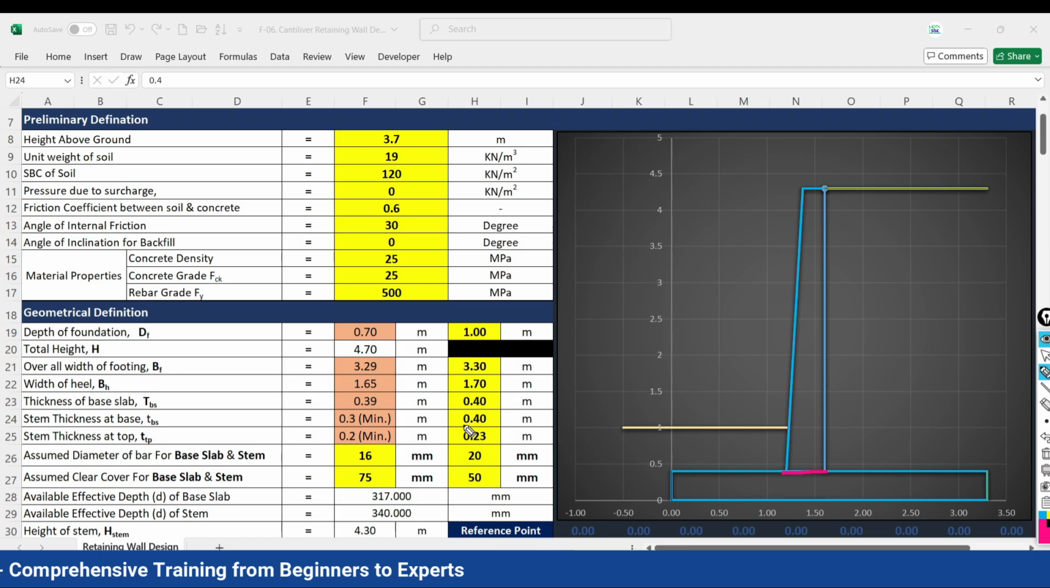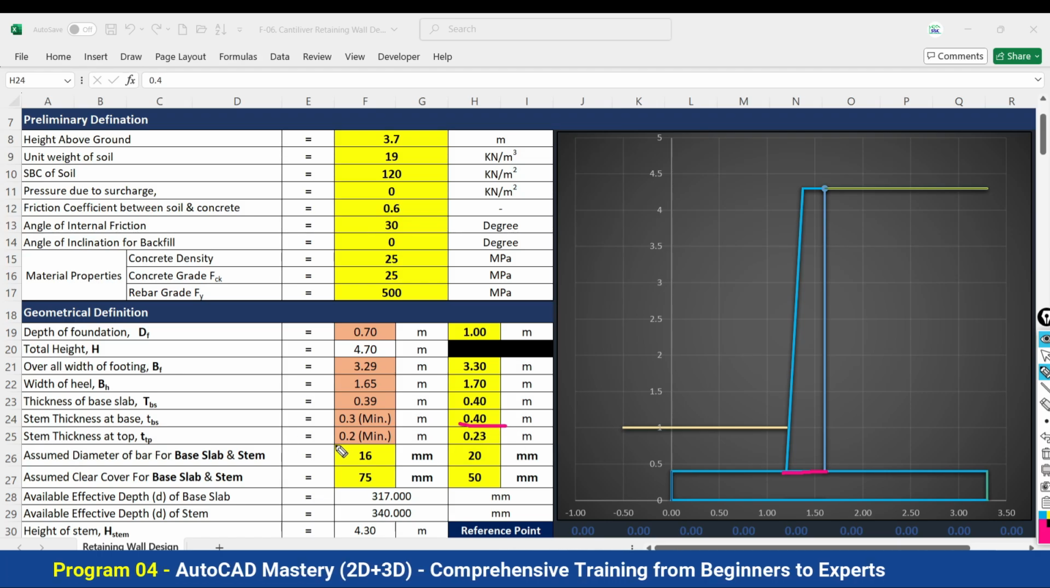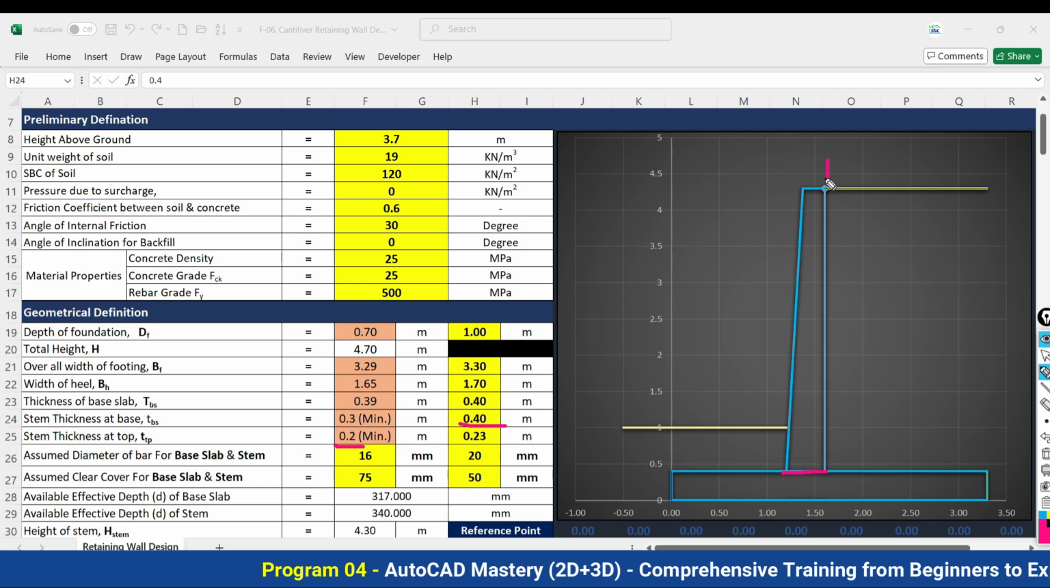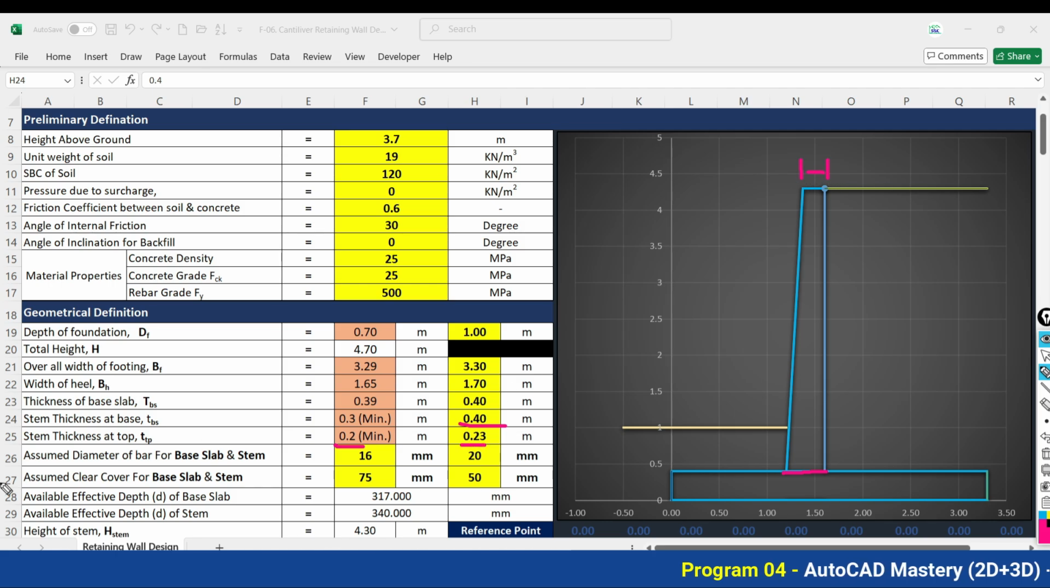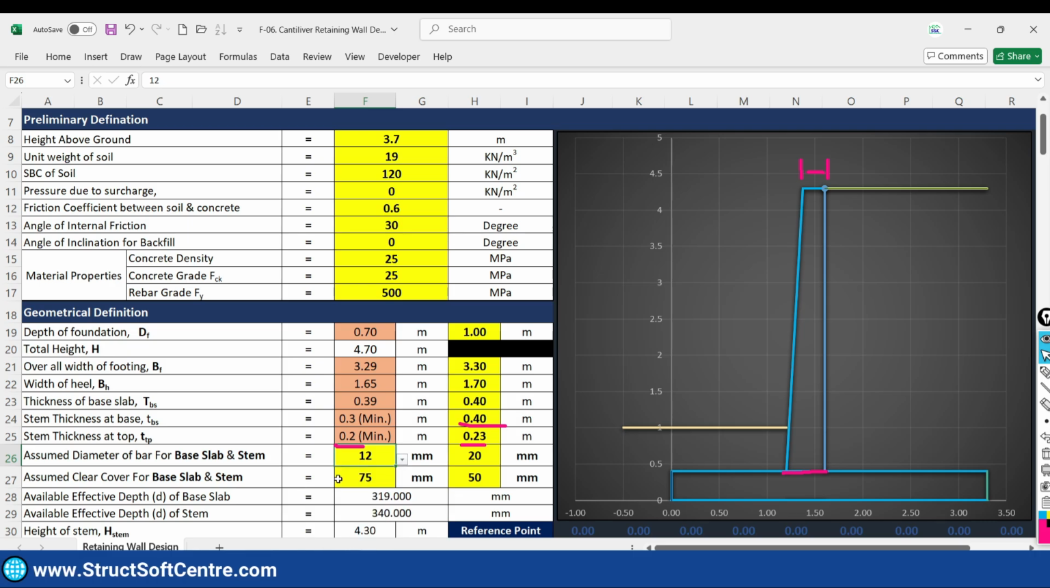400 mm, so it is 0.4. We have taken on the top the minimum as per the recommendation, which is 200 mm. The minimum demand we have provided is 230 mm for safety. Now assume the diameter of bar for the base slab. We are going to adopt the diameter of bar at the base slab as 12 mm, right?